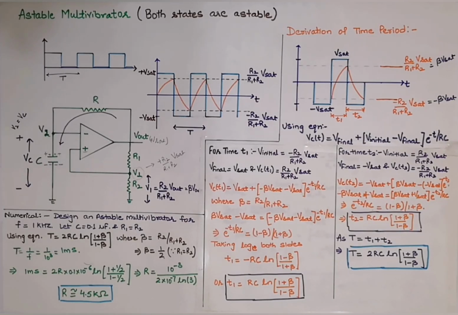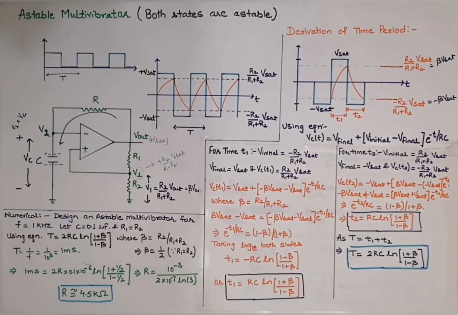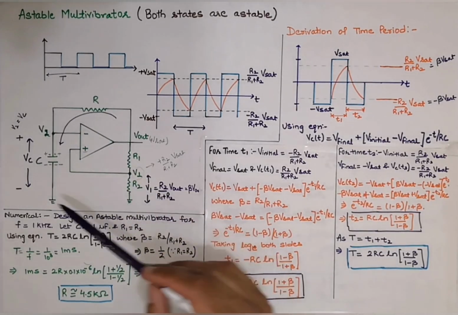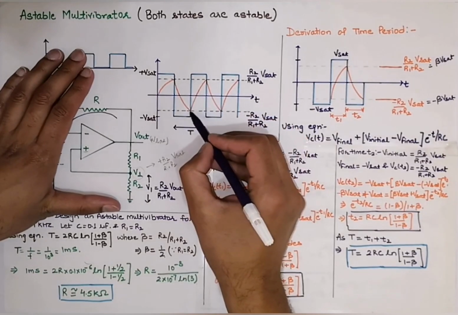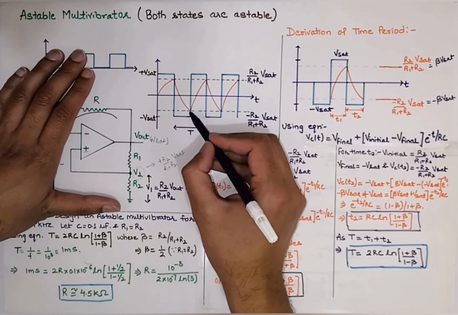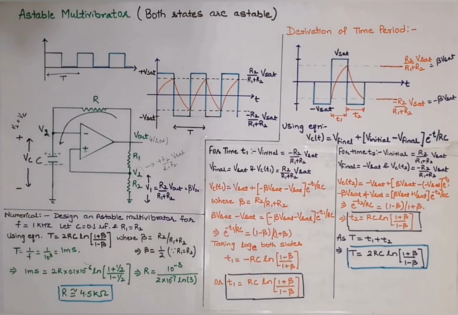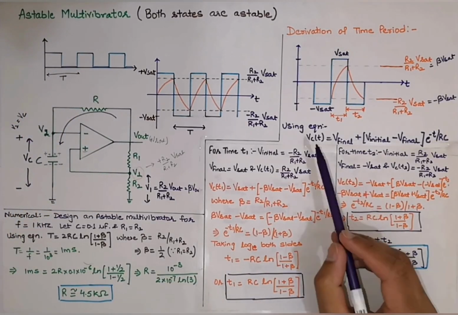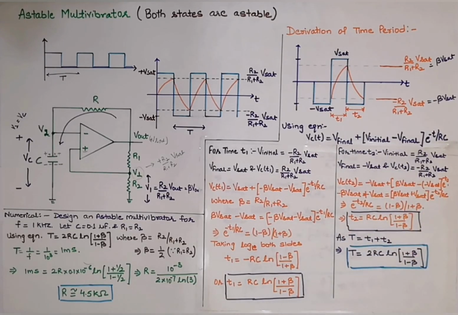The time period over here is nothing but the duration of the high and the low states of the astable multivibrator. The values of R, C, R1 and R2 determine the value of the capital T, that is the time period. So let's first derive the time period. For the derivation, we will assume here that the capacitor has now just started charging towards the positive side, and using the equation of the transient of the capacitor, that is Vc of t is equal to V final plus V initial minus V final into e to the power minus t by RC.